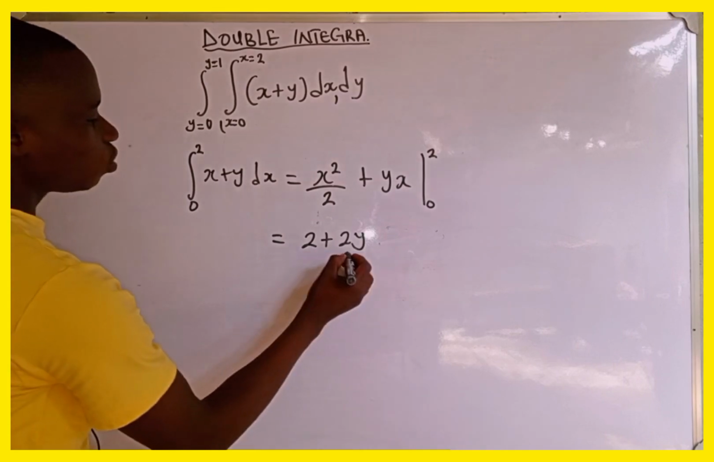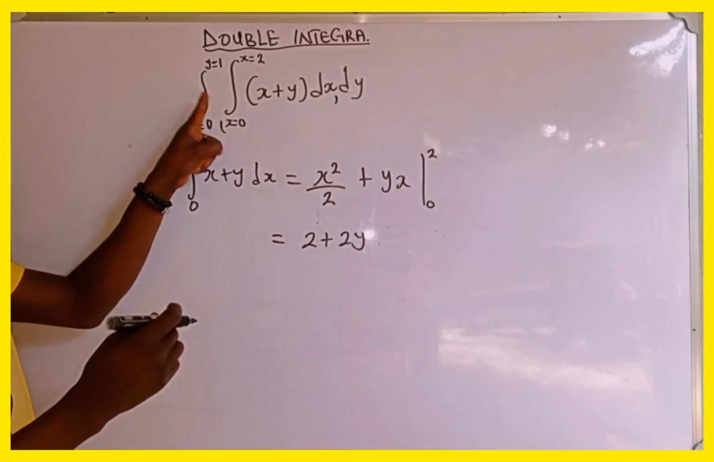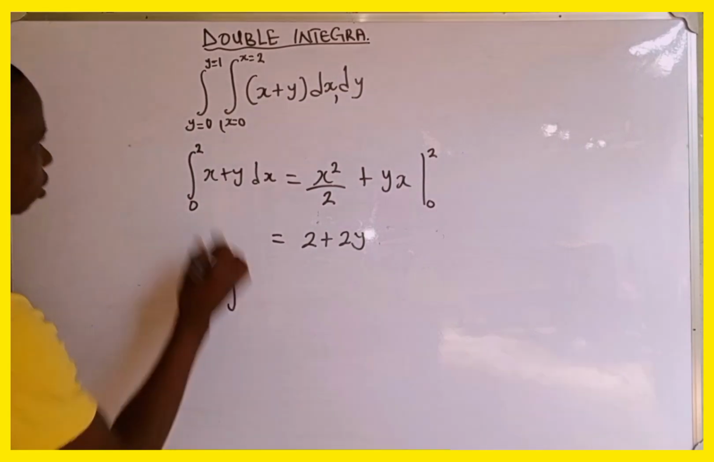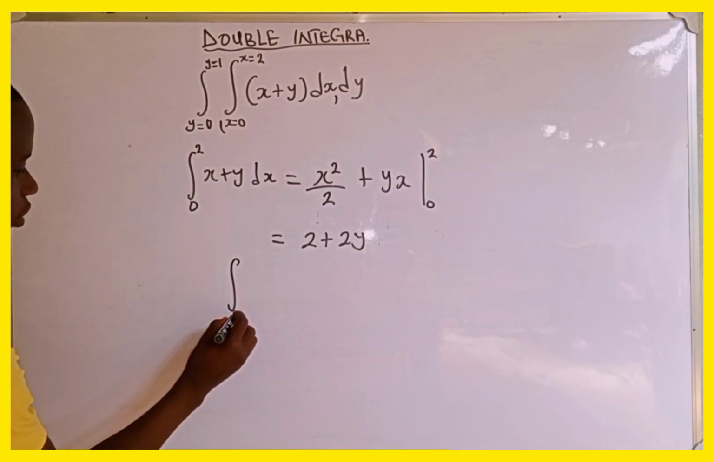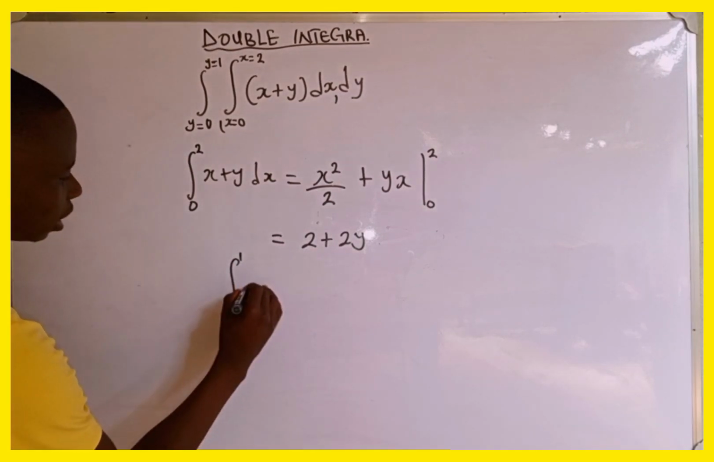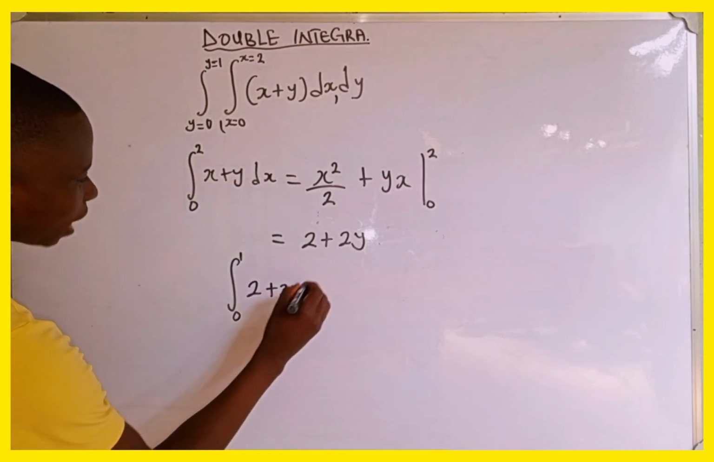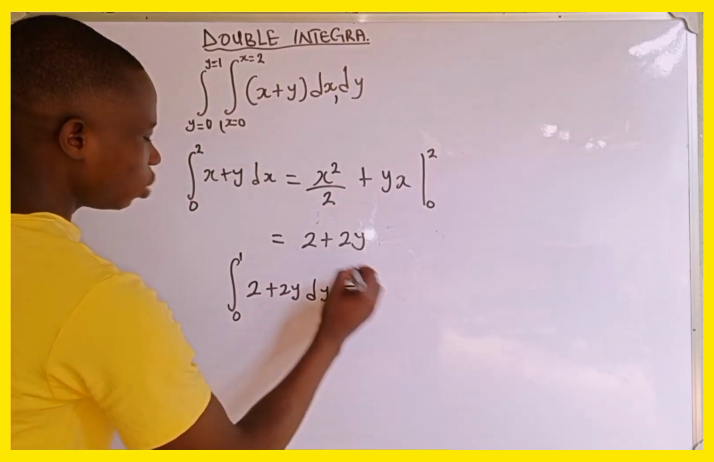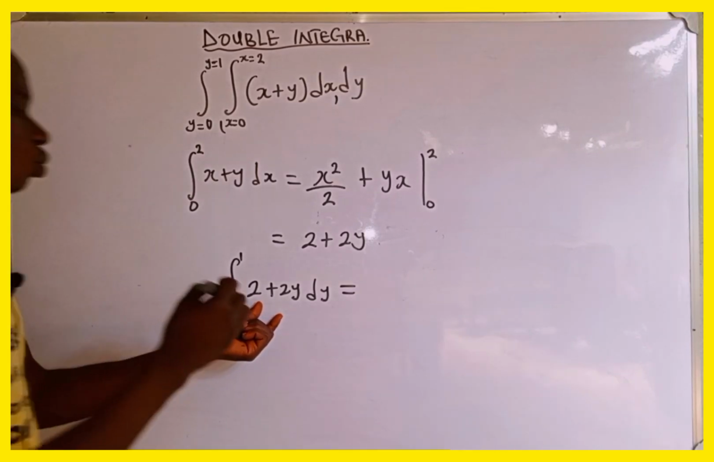Now we're going to substitute this answer back into the integral, then integrate it with respect to y. So we're going to have the integral, where the bound of y is 0 to 1. The new function now is 2 plus 2y, with respect to dy. Now we are going to integrate this function with respect to y.